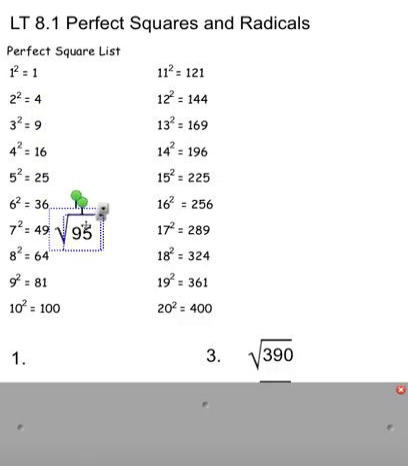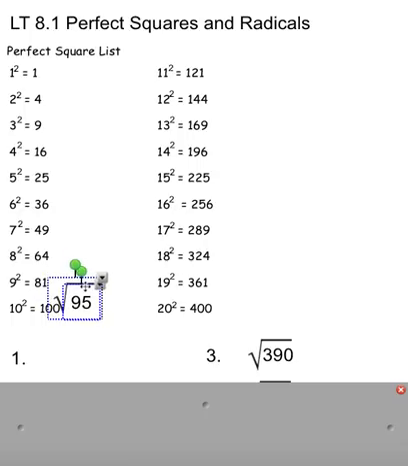So it's 95. Still looking. Here it is. The square root of 95 is between the square root of 81 and the square root of 100. So the square root of 81 is 9, and the square root of 100 is 10. So since the radical 95 is between these 2 consecutive whole numbers, my answer to this question is going to be right here. It's between these 2. So I'm going to write down my answer: between 9 and 10.